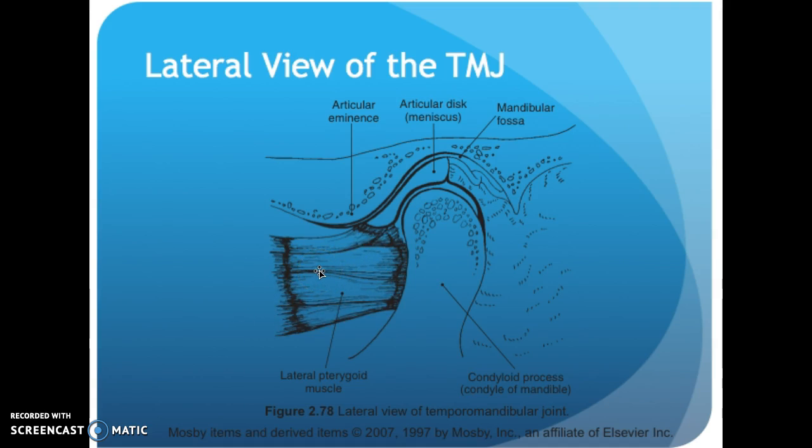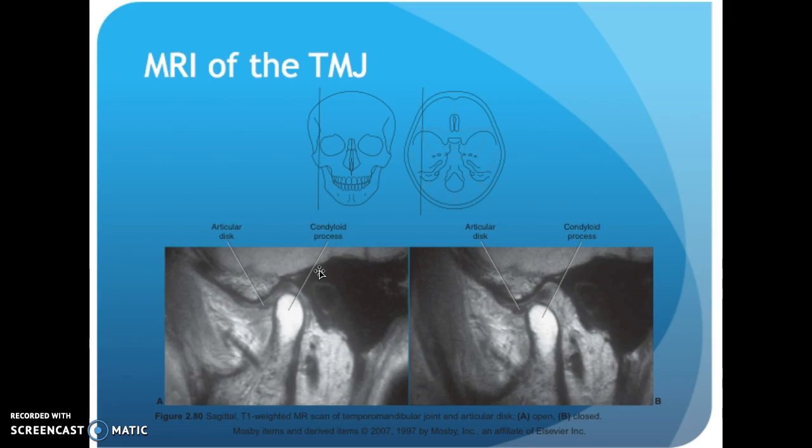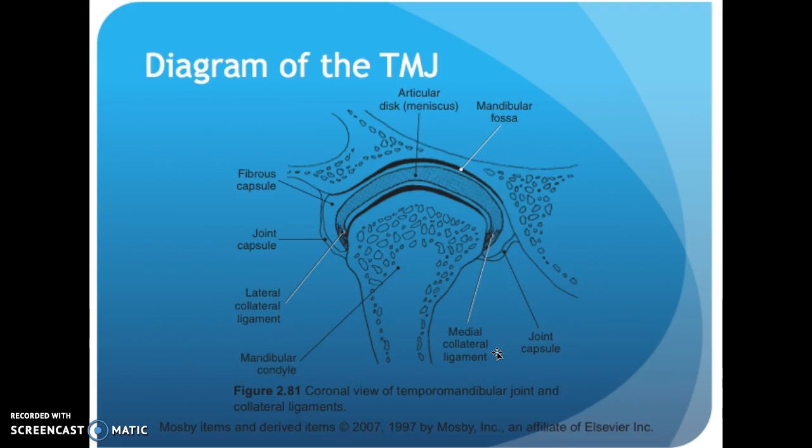Okay, so you're going to see a lateral and a medial muscle. Here is MRI. This is sagittal MRI T1. You can see the condyloid process and the disc right here. So this is closed, this is open. You can see the disc is still intact. That's the main thing that we're looking for.